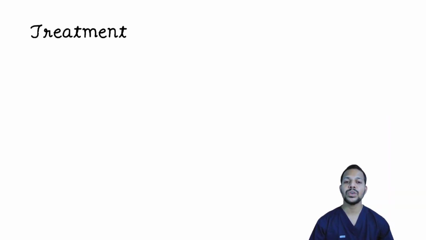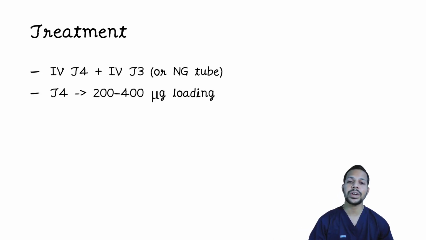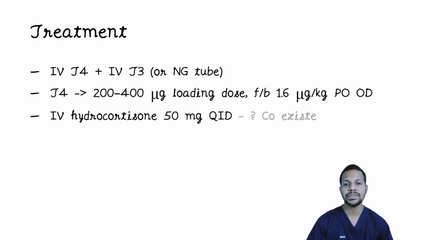How do we treat a patient of myxedema coma? We have to correct the T3 and T4 rapidly. That's why we'll give intravenous forms, or we can also give through the nasogastric tube. The dose of T4 is approximately 200 to 400 micrograms as the loading dose, followed by 1.6 microgram per kg per oral once daily. Along with that, we also have to supplement the patient with intravenous hydrocortisone at a dose of 50 micrograms 4 times a day. Why do we give hydrocortisone? Because there may be coexistent adrenal insufficiency as well in such patients.